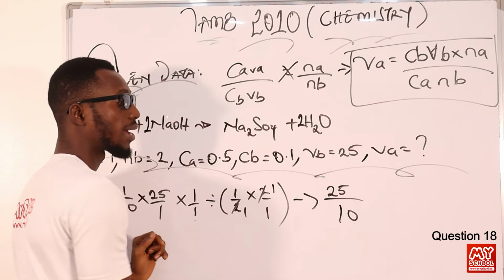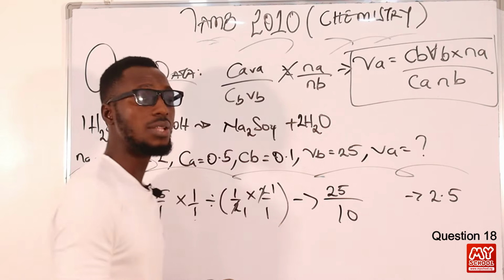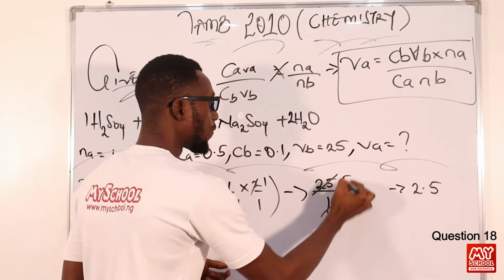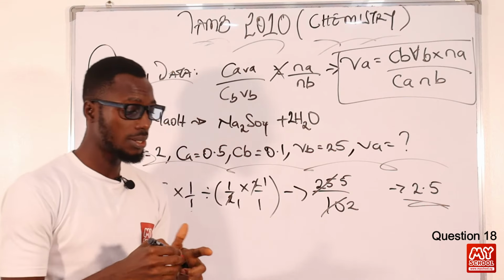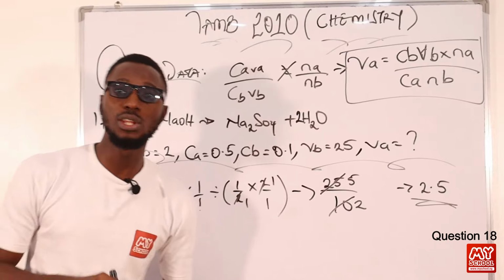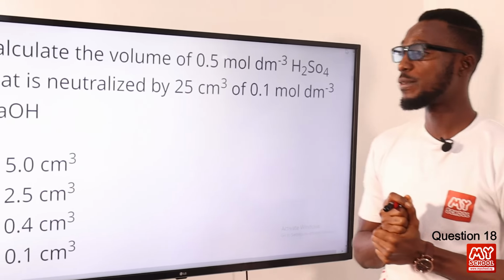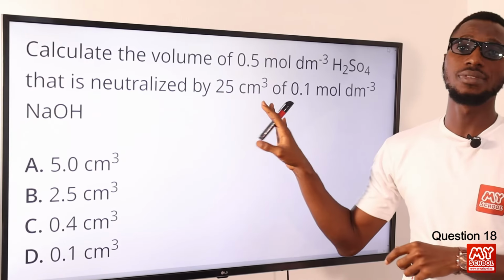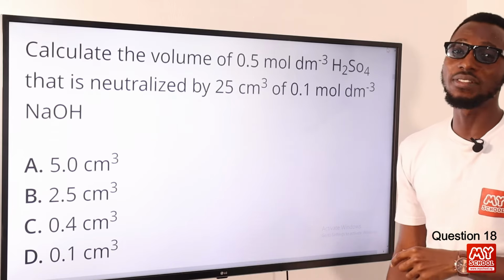So 25 divided by 10, that is 2.5. Or I can even decide to break it down by saying 5 here, 5, 5 here, 2. 5 divided by 2 is going to give you 2.5. Remember your units. Okay, so let's see if we have 2.5 in the options provided. Very well, we have 2.5 cm cube. The volume we are using has the units of cm cube, not m cube. So the correct option is option B for 2.5 cm cube.